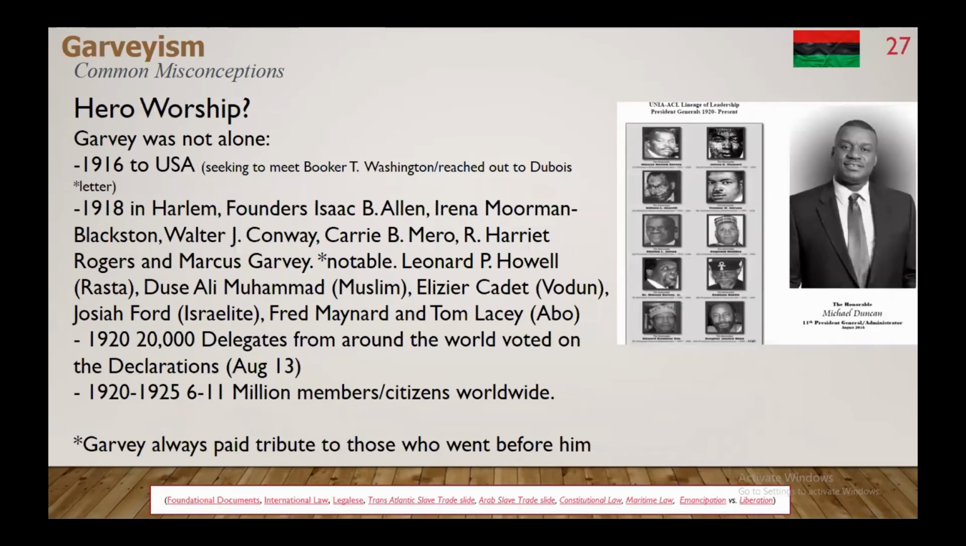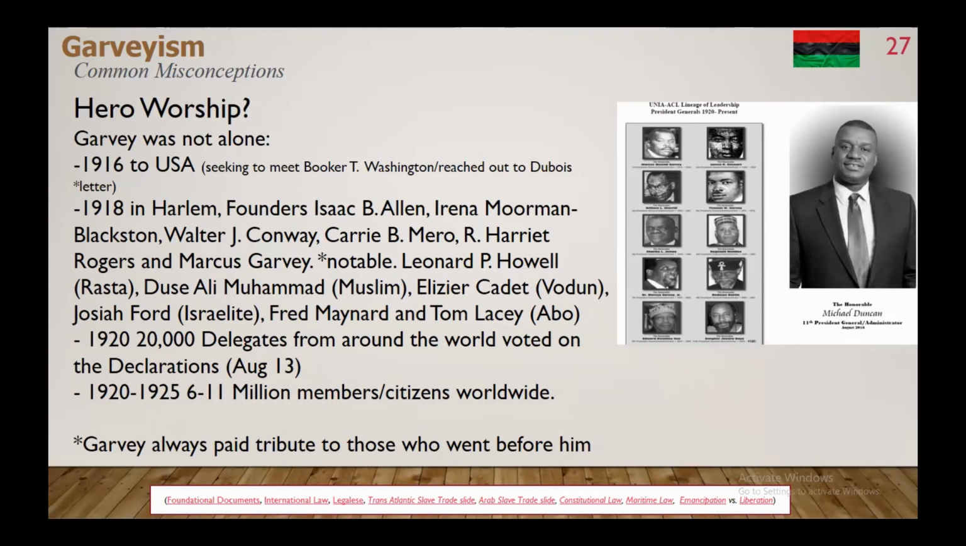people say Garveyism is hero worship. Okay, we cleared this up in a different presentation, but just to go into a couple things here, Garvey was not alone. Remember, he left Jamaica in 1916 to meet Booker T. Washington to see if he can get a Tuskegee Institute built in Jamaica.